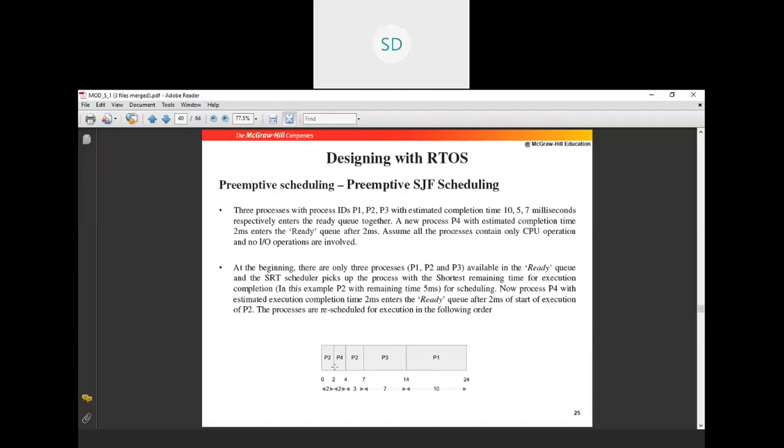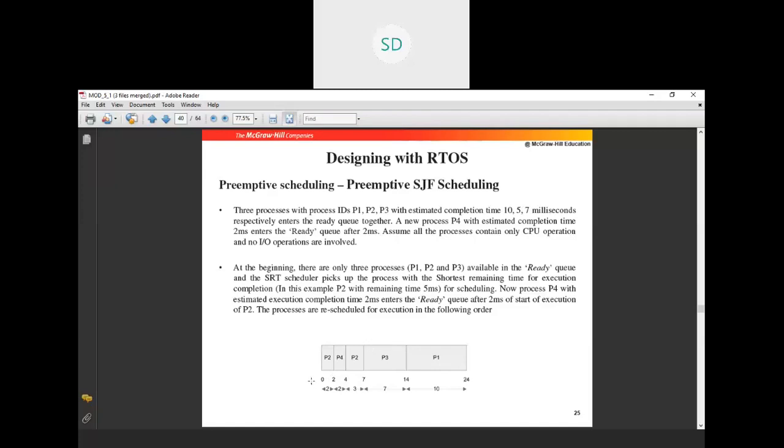Now, again observe this timeline. After 2 milliseconds, if I go to the ready queue, I have process P1, process P2, which has been executing, process P3, as well as process P4. The execution time of P1 is 10 milliseconds. For P2, 2 milliseconds have already elapsed, so 5 minus 2 is 3. So the execution time of P2 is 3. The execution time of P3 is 7 milliseconds, whereas the execution time of P4 is 2 milliseconds. So P4's execution time is very less. Therefore, the preemption will occur.